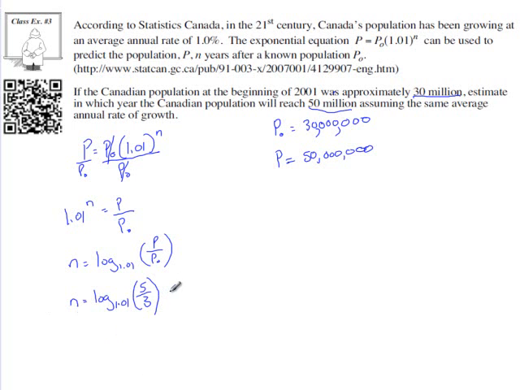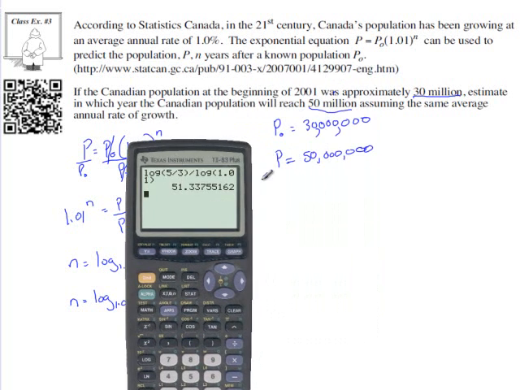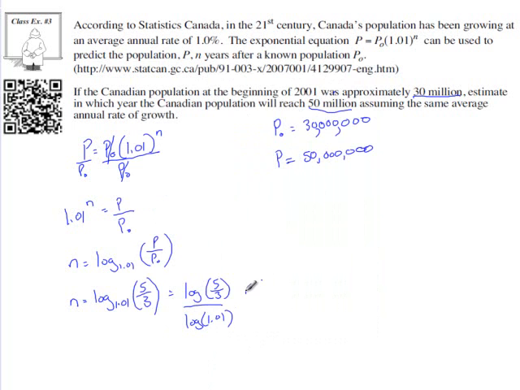If you're going to plug this into your calculator, you could write it as log of 5/3 divided by log of 1.01. So in your calculator, we get log 5/3 divided by log of 1.01, 51.3375 years. So about 51 years.